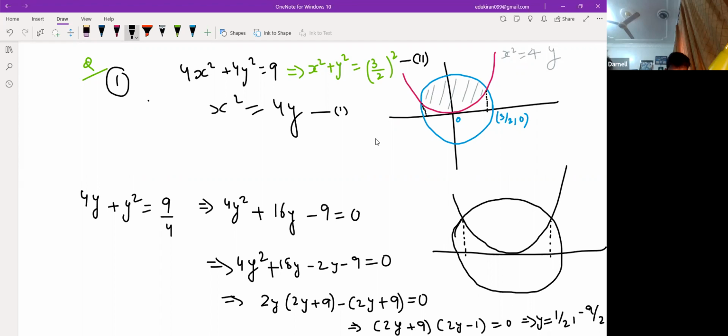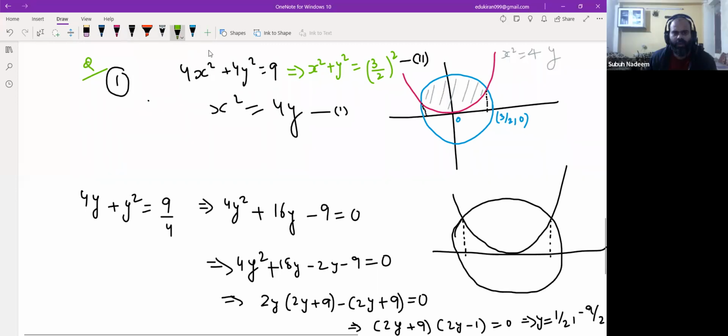Yes. Have you understood, Darnell? Yes, sir. Okay. So the curves are intersecting here or here. Both points are above the x-axis. That means the point of intersection has y coordinate positive. So minus 9 by 2 is not the correct answer. Since it was quadratic, we got some extraneous solution. y is equal to 1 by 2 is the correct answer.